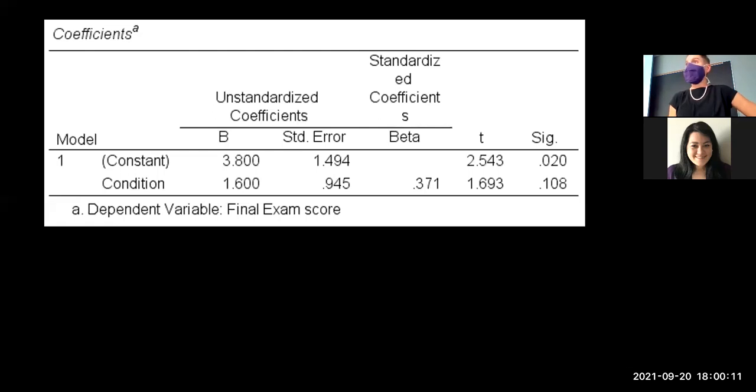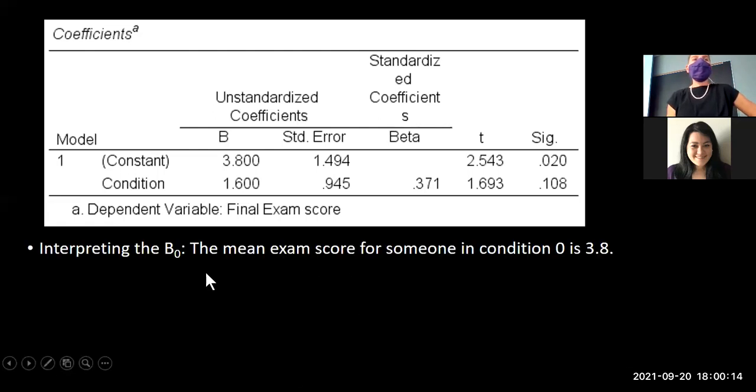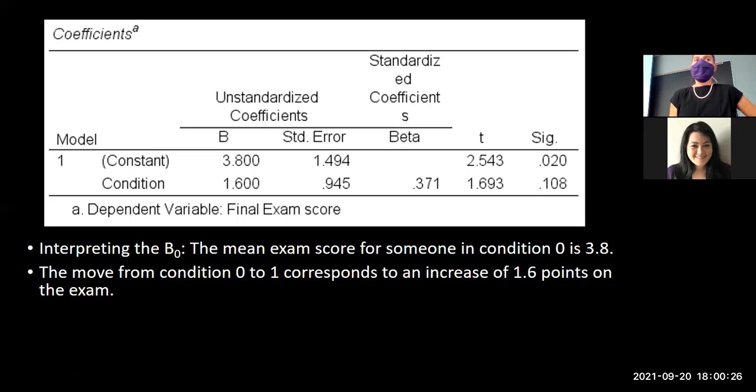Now once I get here, if I interpret my B0, I would interpret my mean score on the final exam for someone in condition 0. That's 3.8. But there's no condition 0. So this is an invalid piece of information. That piece of information means nothing. This is significantly different from 0, but it doesn't mean anything, because there is no condition 0. There's only condition 1 and condition 2.